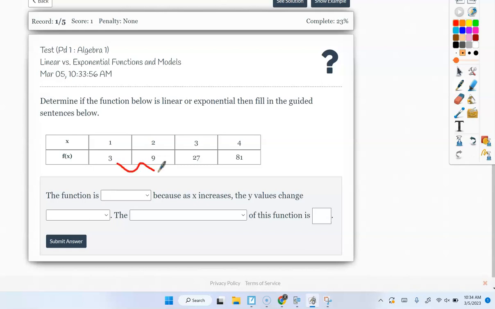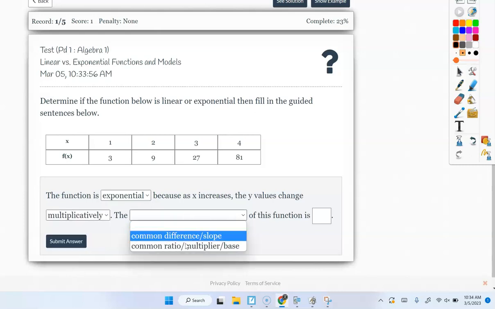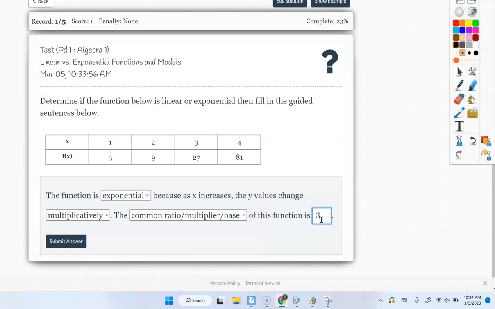So I'm going to try figuring out what this timesing pattern is, and if you don't know it, even though I think you do, you would take the second value and divide it by the first. That's how you find the pattern. Second value subtract the first, or second value divided by the first. 9 divided by 3 is 3. 27 divided by 9 is 3. 81 divided by 27 is also 3. So this one is an exponential pattern because they change by multiplying. And that means that the common ratio is 3.